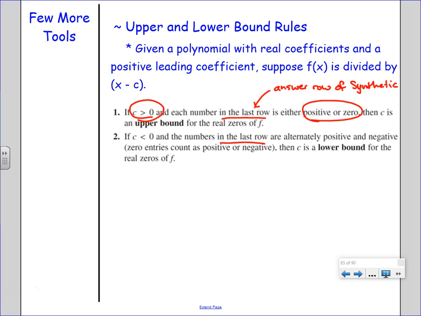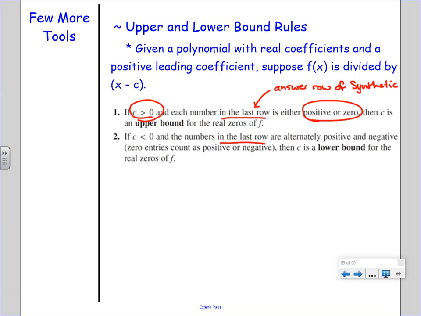What's that mean? You're testing, let's say, positive or negative, all the factors of 60. Let's say you plug in or you get up to positive 5. You're still looking for a positive one. You know there has to be one. And let's say you do synthetic and everything is positive. Stop looking.